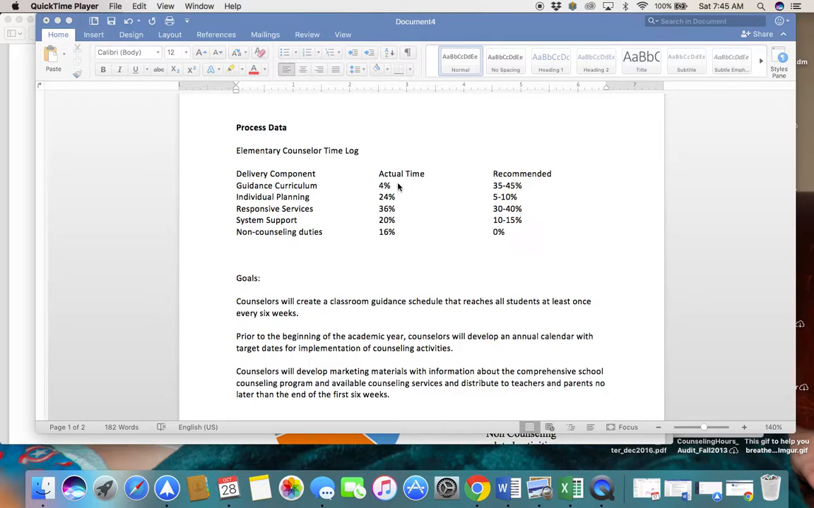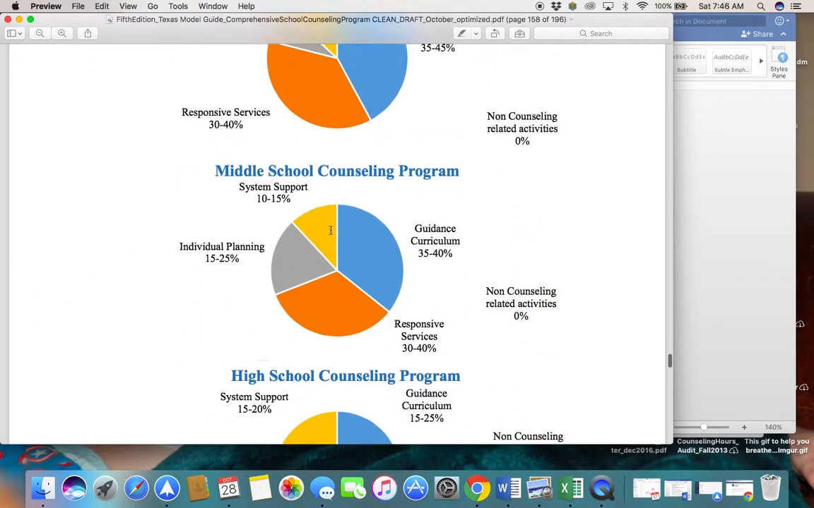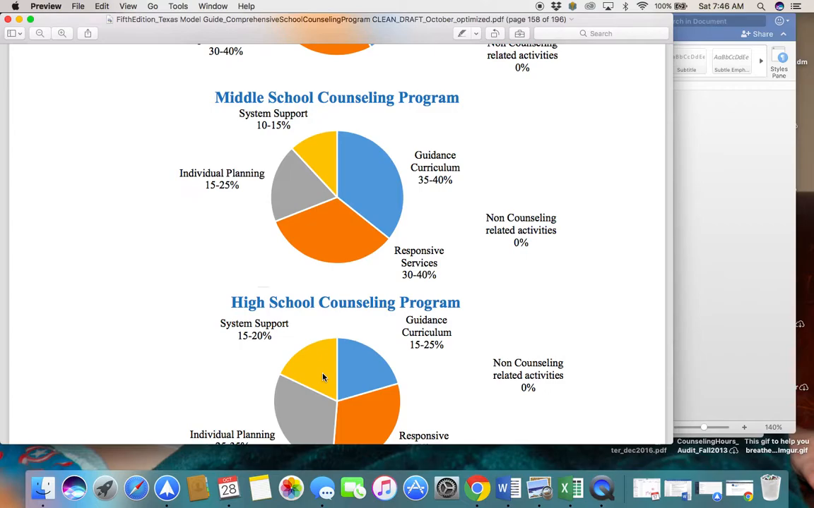So here's her actual time spent, and let's just pretend this is accurate data. She spent 4% of her time in guidance curriculum, 24% in individual planning, 36% in responsive services, 20% in system support, and 16% in non-counseling duties. Now I'm going to jump over to this document, which is in the model. It shows you the difference for different grade levels. Just look at system support: 10 to 15% for elementary and middle, and then it jumps to 15 to 20% for high school.